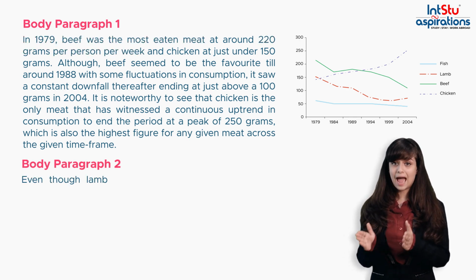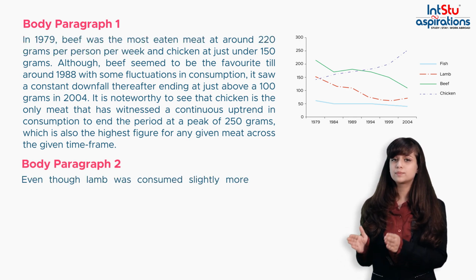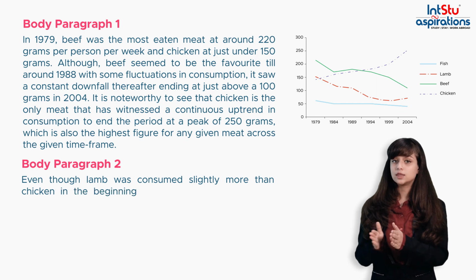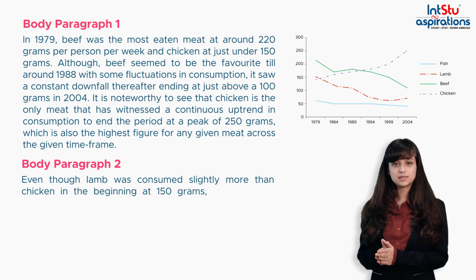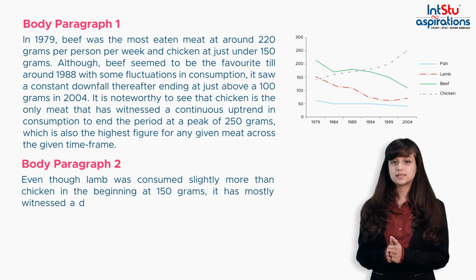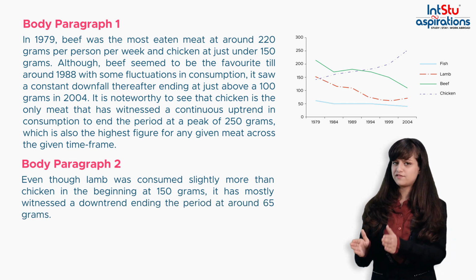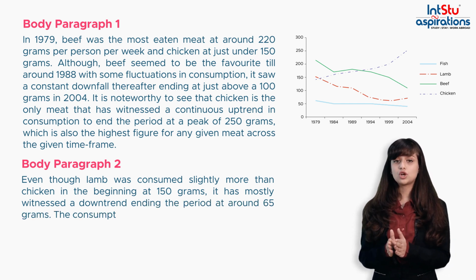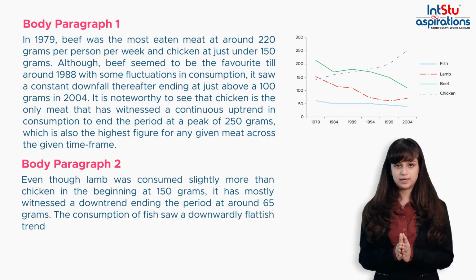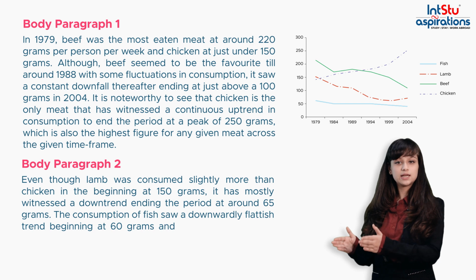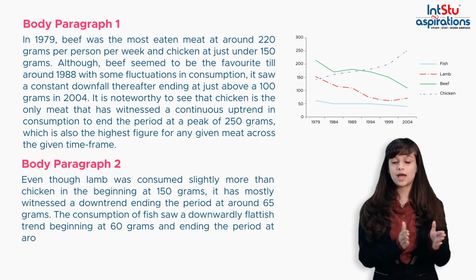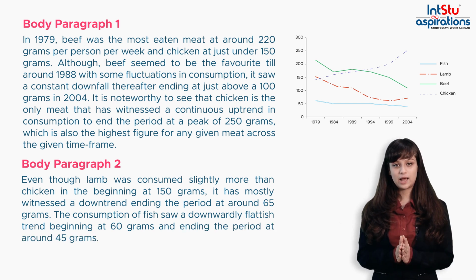Even though lamb was consumed slightly more than chicken in the beginning at 150 grams, it has mostly witnessed a downtrend, ending the period at around 65 grams. The consumption of fish saw a downwardly flattish trend beginning at 60 grams and ending the period at around 45 grams.